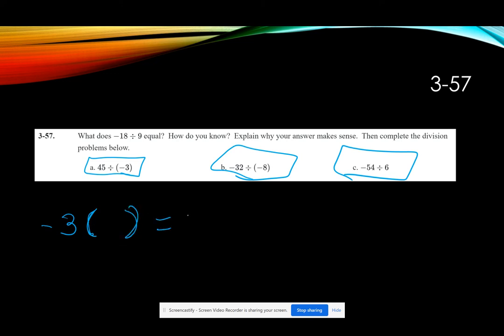gives me positive 45. Well, we know that if we were to multiply a negative by another negative, it's going to give us a positive answer. So I know it's going to be a negative number here, and 3 times 15, right? 15, 30, 45. That's going to give me positive 45. So -3 times -15 gives us positive 45.